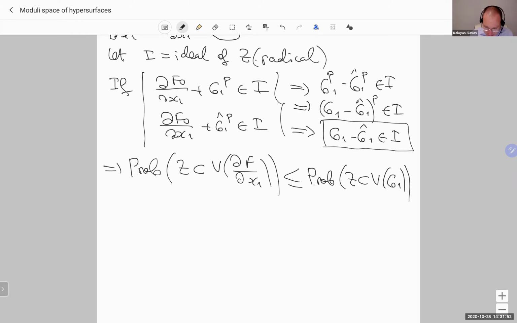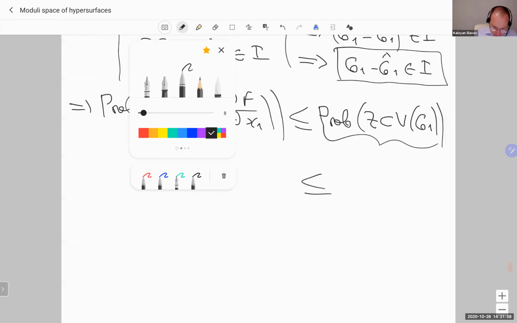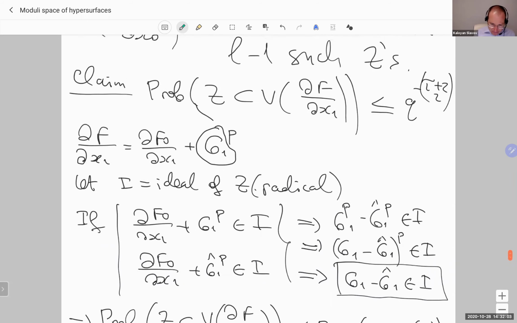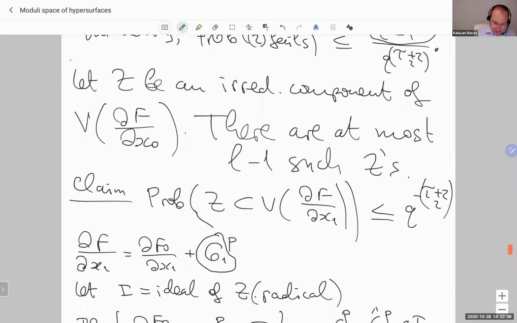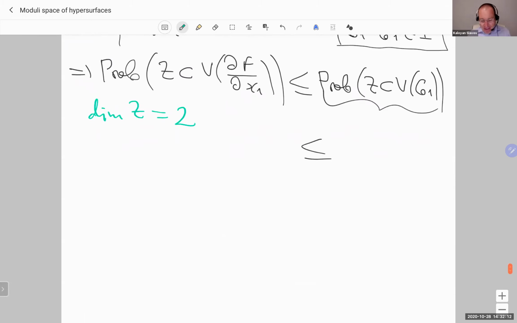Okay, but what is this probability here? Less than or equal to. Now, don't forget the dimension of Z. Z was one of the irreducible components of this variety, and this variety was two-dimensional. So the dimension of Z is equal to 2. And I'm now counting the probability that something two-dimensional is contained in a hypersurface. Again, you can use this degeneration argument that we talked about at the beginning. We did it for a curve that you degenerate into a union of lines, but something two-dimensional you can degenerate into a union of planes.